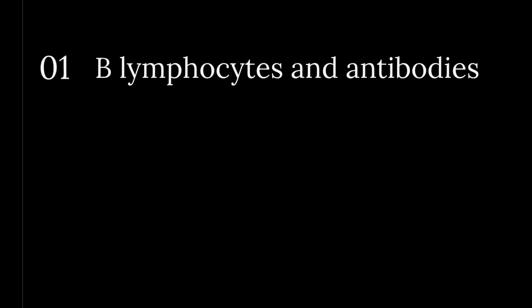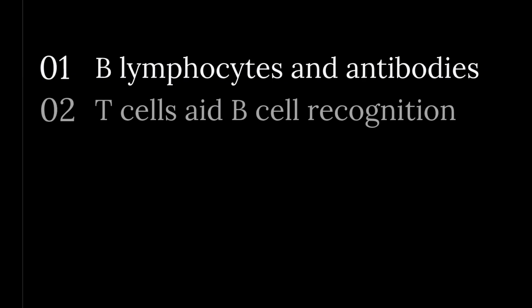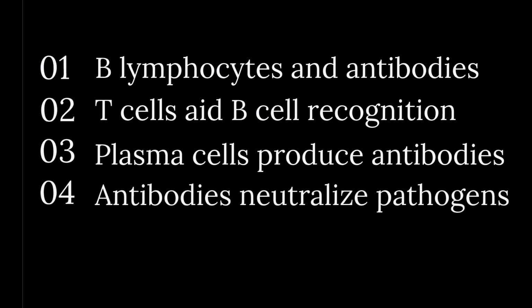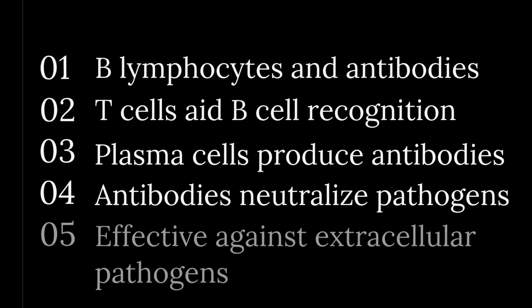The humoral response involves B lymphocytes and antibodies. B cells recognize antigens with helper T cells aiding. Activated B cells become plasma cells, producing antibodies. These antibodies neutralize pathogens or mark them for destruction. The humoral response is effective against extracellular pathogens.